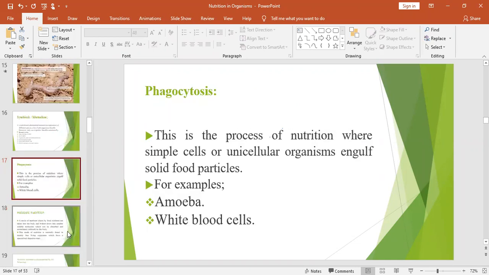Then we talked about another mode of nutrition where an organism engulfs or surrounds the food, secretes an enzyme, and then digests that food and takes it in. And we said that mode is called phagocytosis.